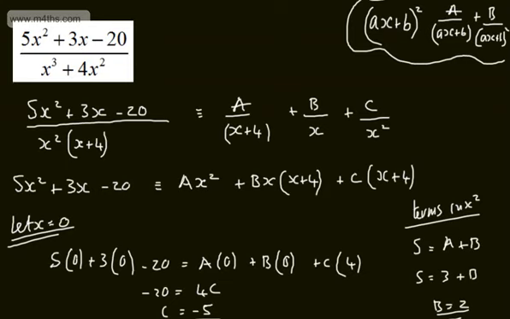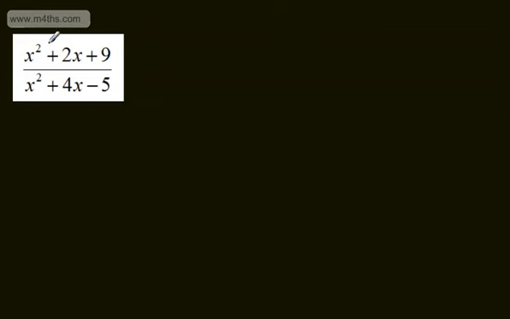Okay, let's move on and look at something else. I've got (x squared plus 2x plus 9) over (x squared plus 4x minus 5). Straight off I'm looking at x squared and x squared, this is improper. So what I need to do is consider dividing this out to get a quotient and remainder.